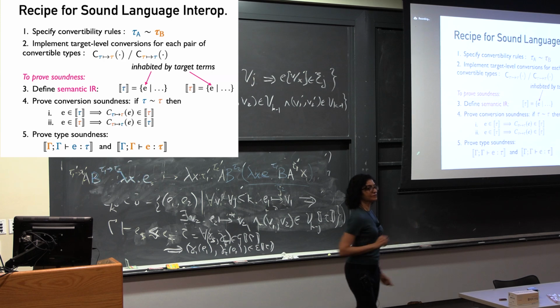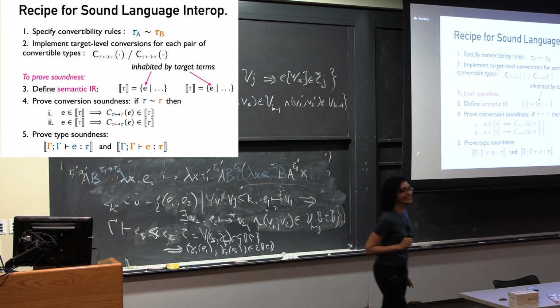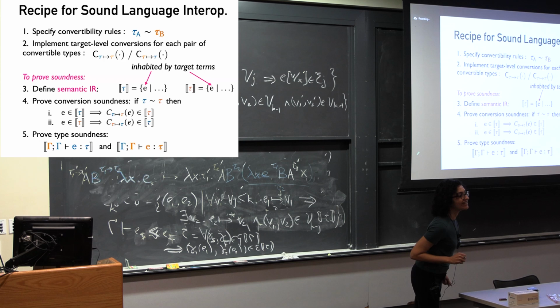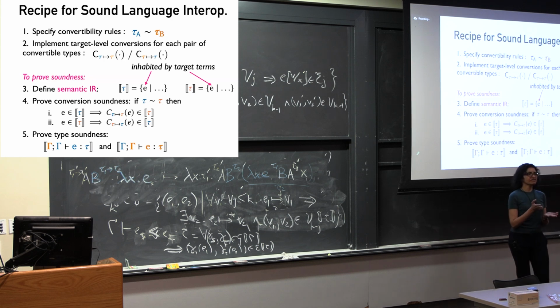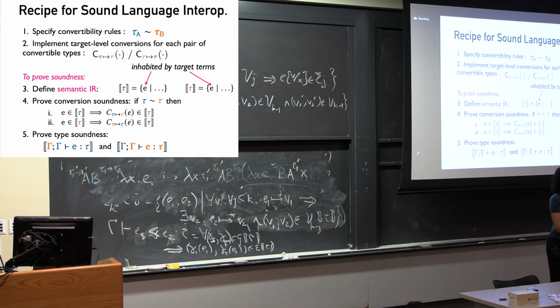Yes? But how do we know that the C functions are converting the values correctly? How do we know that they're doing the right thing? Right now, the framework that I'm showing you is not about correctness, that they're doing the right thing, but it is about type soundness.